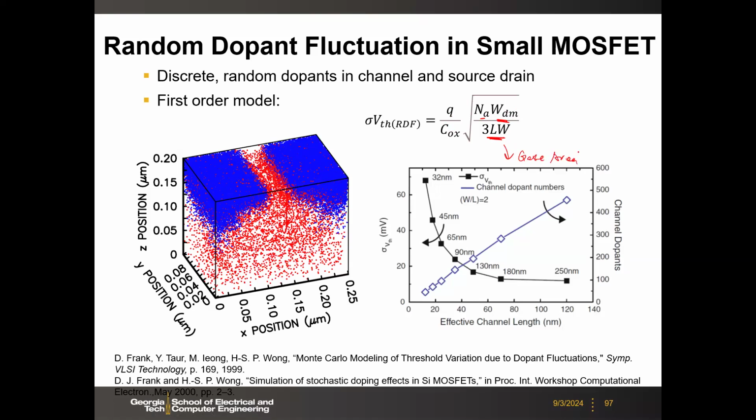So if you plot this, as we shrink the channel length from, let's say, the 250 nanometer node to the 32 nanometer node, the number of dopants may shrink from 500 to only maybe 20 or 30 dopants in the channel. And that will increase the sigma VTH to more than 60 millivolts.